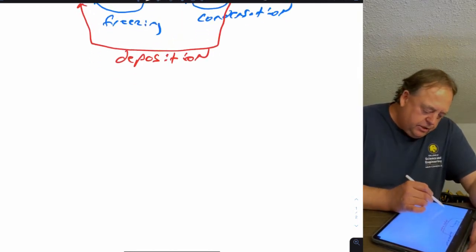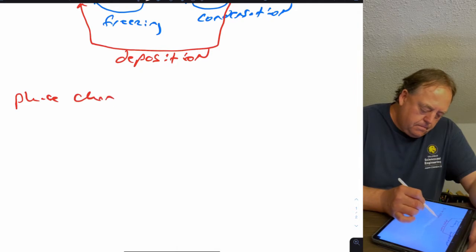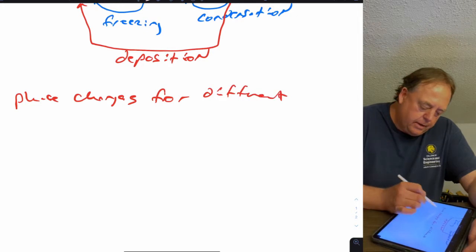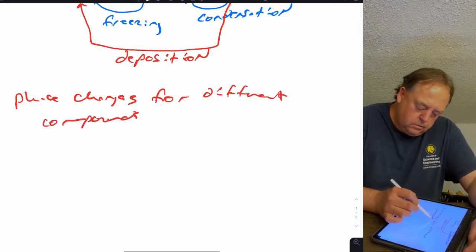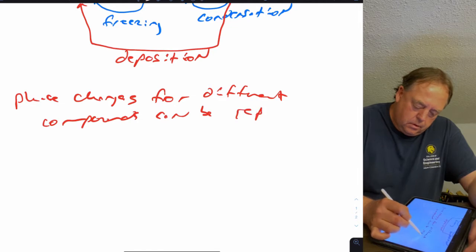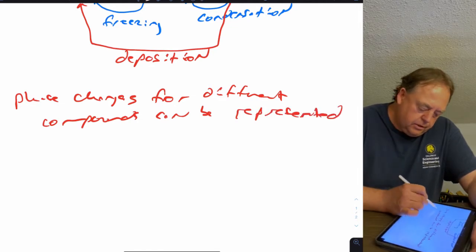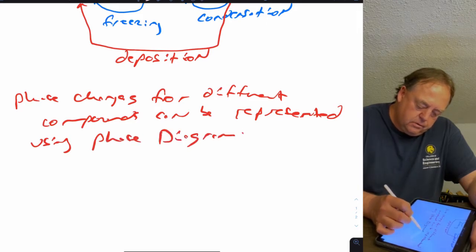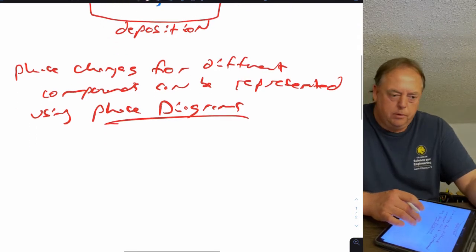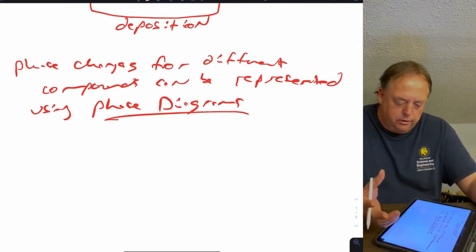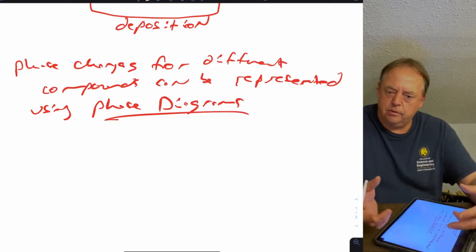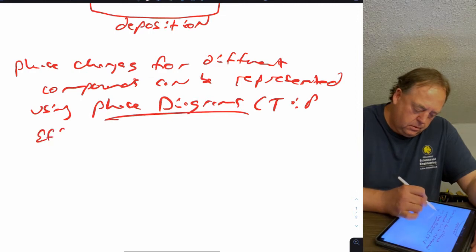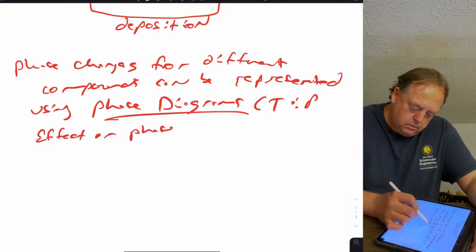Okay, so phase changes for different compounds can be represented using what are called phase diagrams. This is something that engineers or people who work with materials deal with all the time. What is the phase of something at different temperature and pressure?